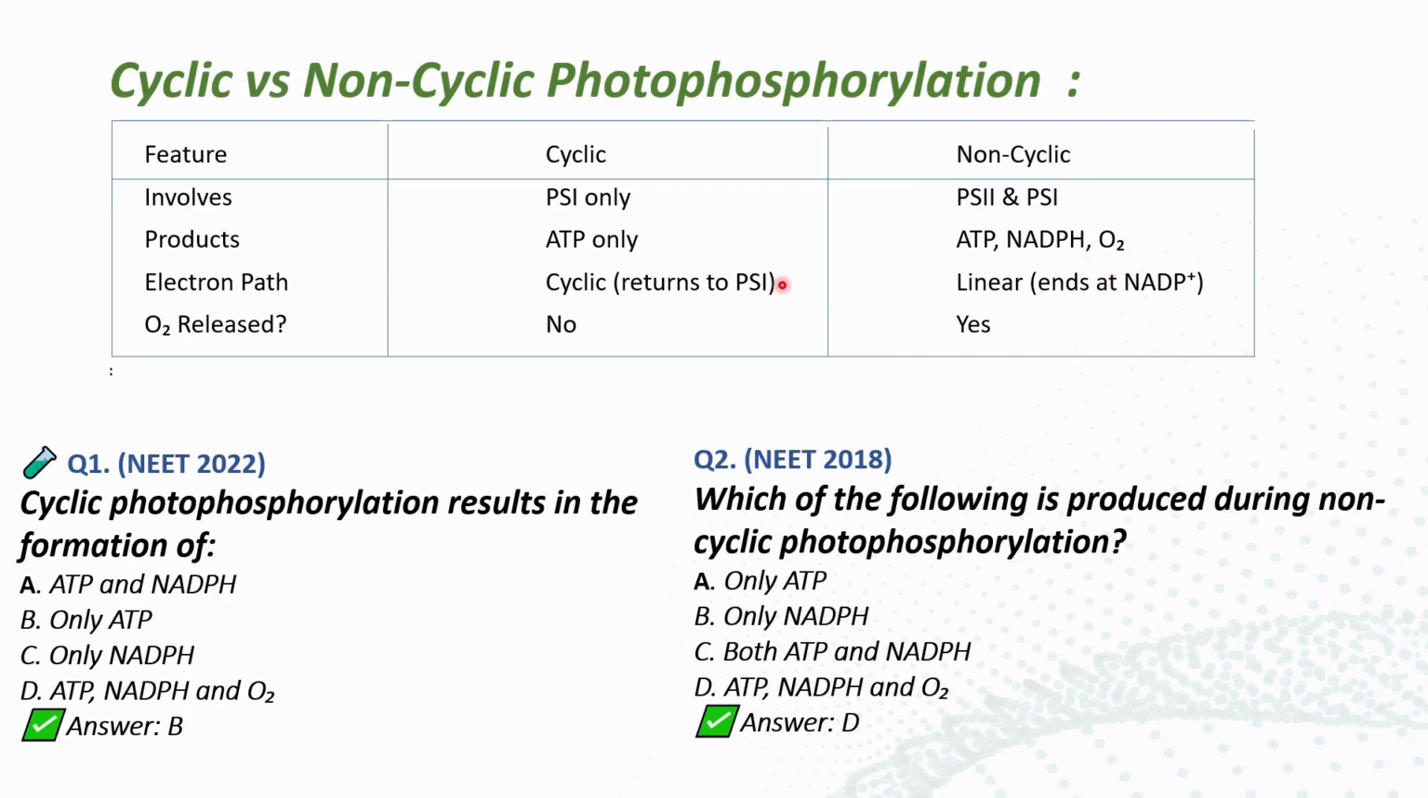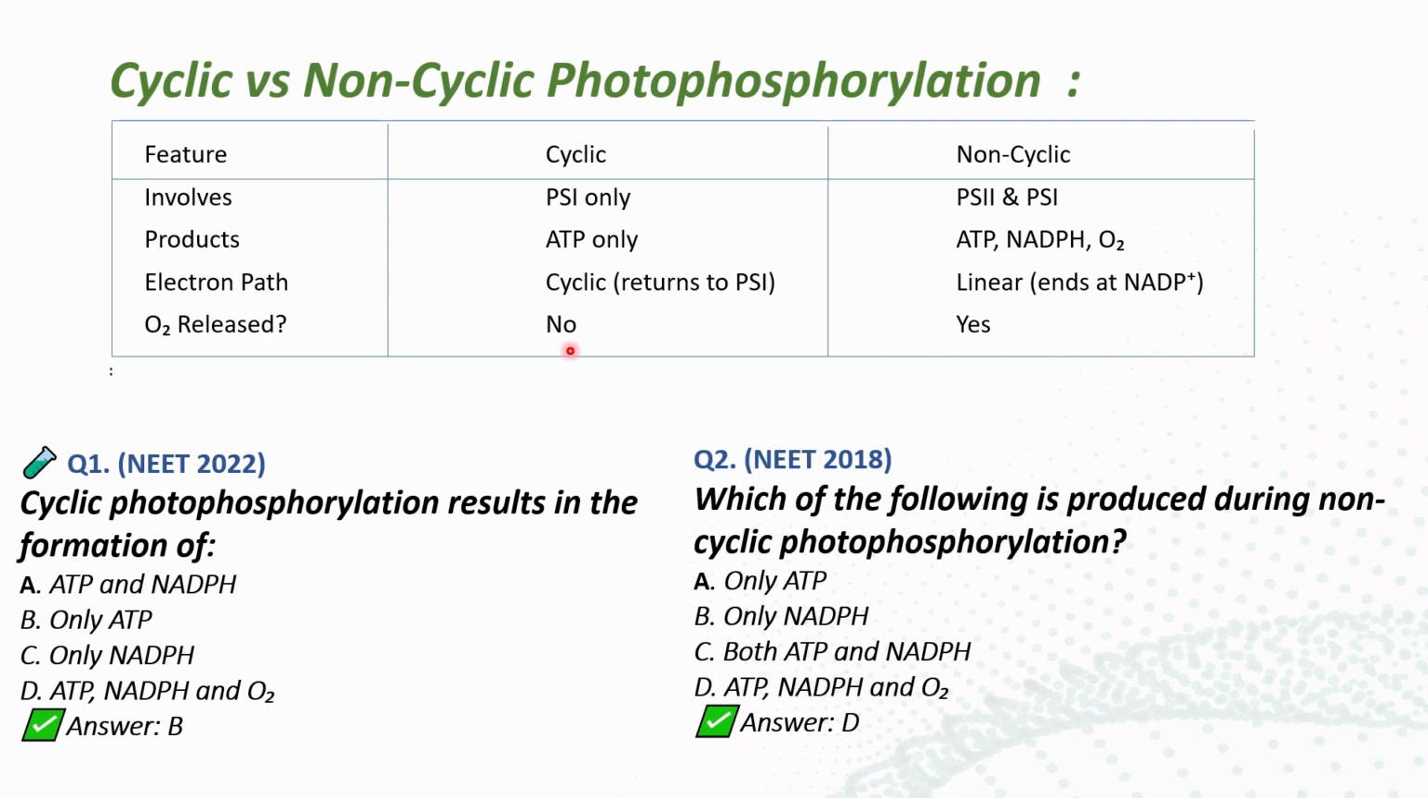Regarding the flow of electrons, in the cyclic manner the electrons flow in a cycle, like a wheel. But in non-cyclic it is linear, meaning it ends at some end and the electrons will not enter the photosystems again. O2 is released only in non-cyclic photophosphorylation, because there you see the photolysis of water. Photolysis of water does not occur in cyclic photophosphorylation, that's why O2 is not released.